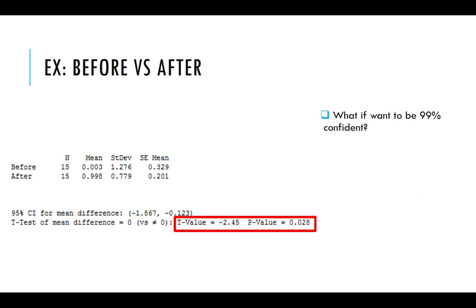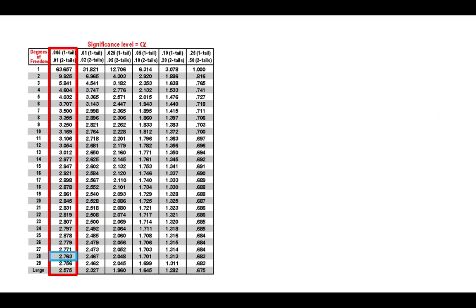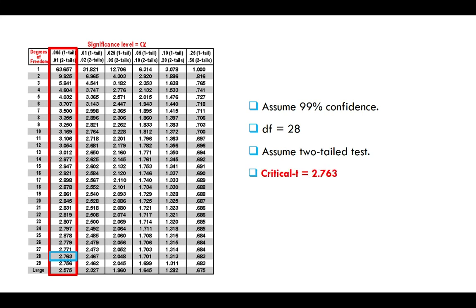Now, what if we want to be 99% confident in our result? So we can go back and do it the long way, right? Compare the T critical for 99%. So let's go grab our T critical. All right, so if we want to be 99% confidence, again, we have degrees of freedom of 28. We are assuming a two-tailed test. Well, two-tailed test, alpha is 0.01, right? Remember, alpha is 0.01 here. Do you agree that our critical T is 2.763?